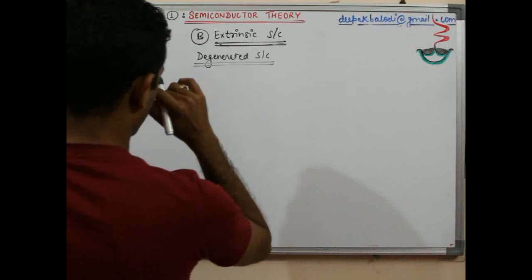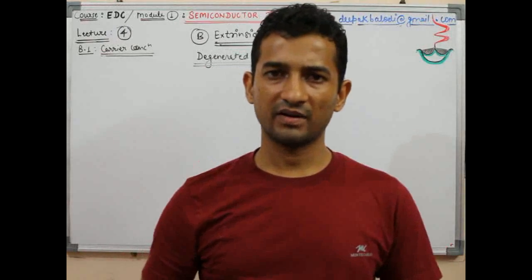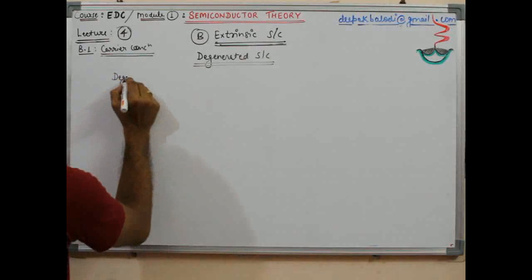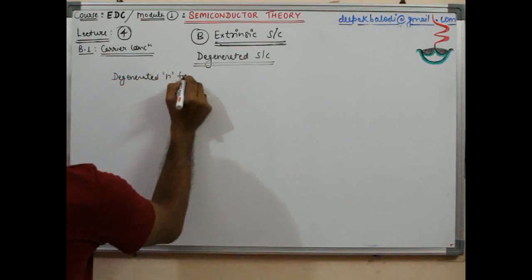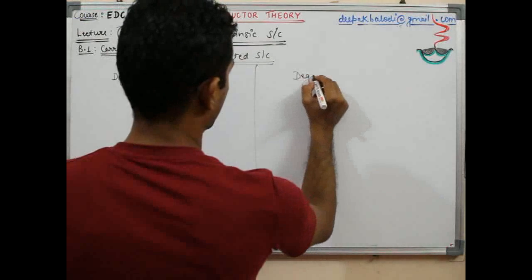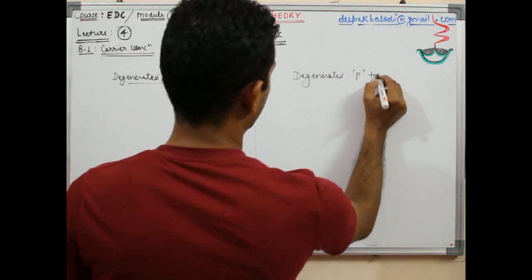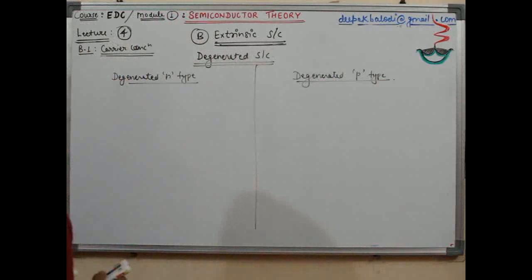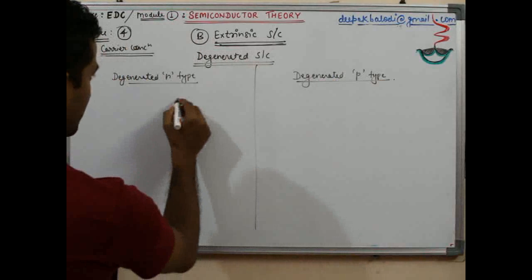Okay. So degenerate means we are trying something, but exceptionally something else is happening. It means we can have both degenerate N-type and degenerate P-type. What does it mean? Suppose this is the energy band diagram picture.